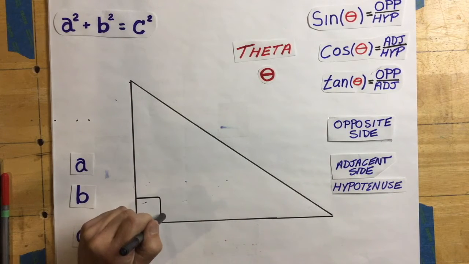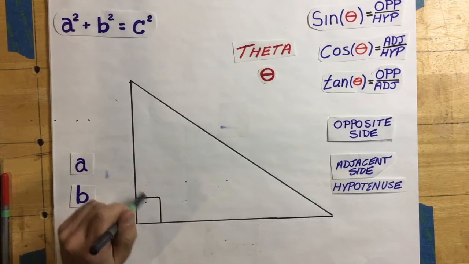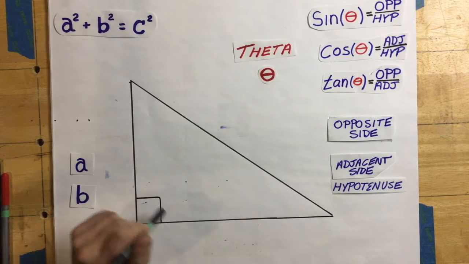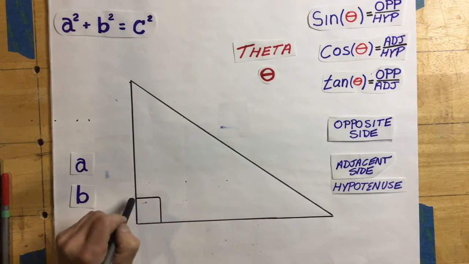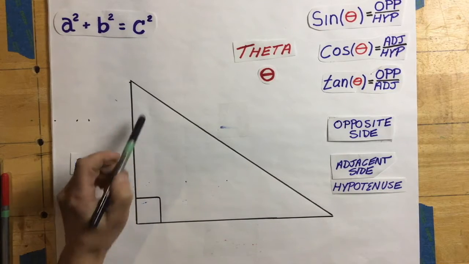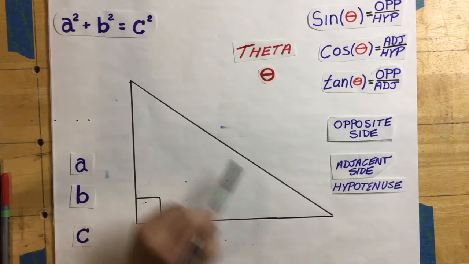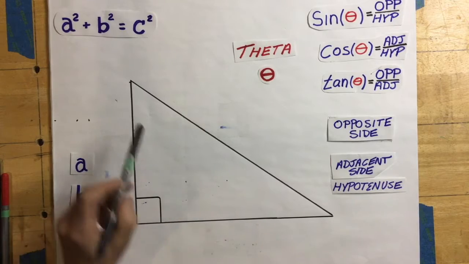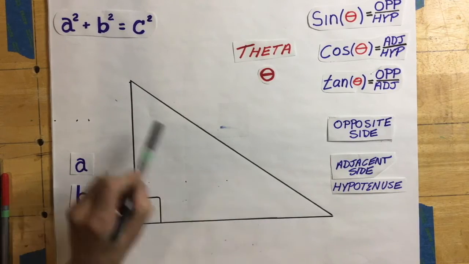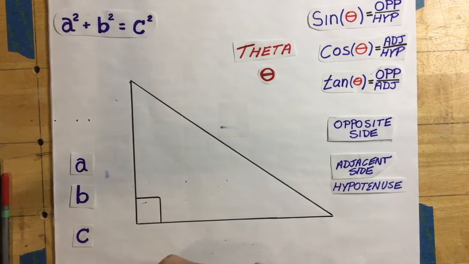With a right triangle, the right angle between the two legs of the triangle forms a 90-degree angle, which means the other two angles are complementary angles. Whatever this one is, this is 90 minus. So these two have to add up to 90 as well.